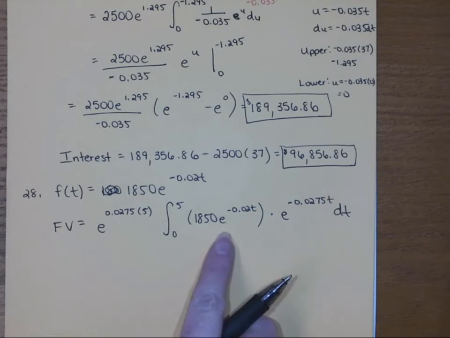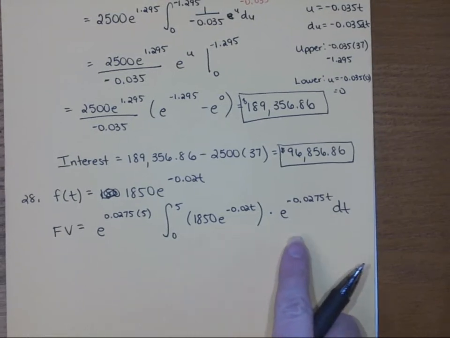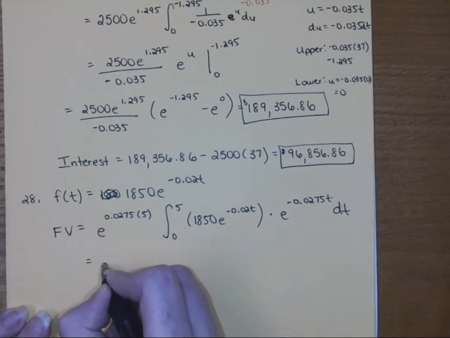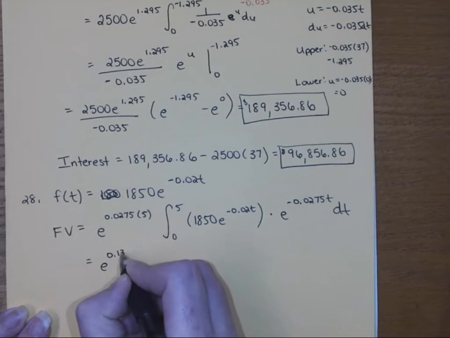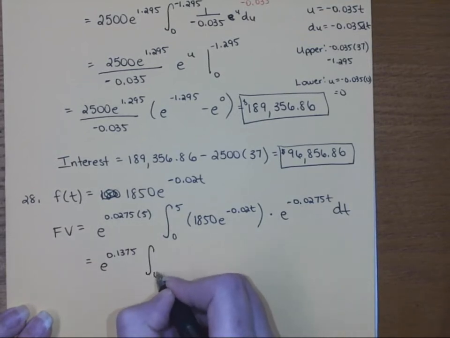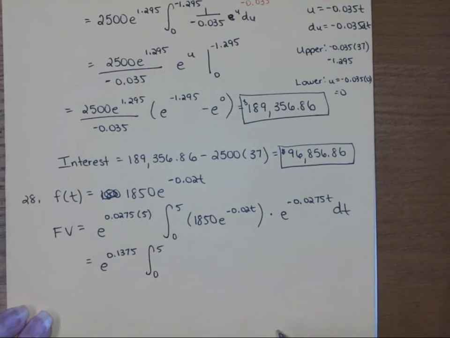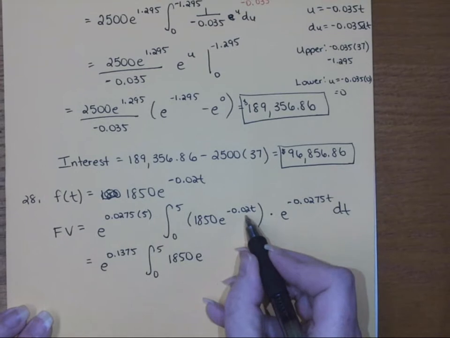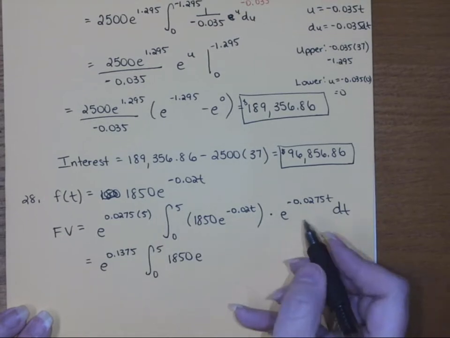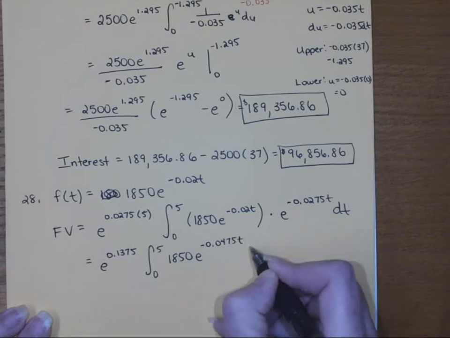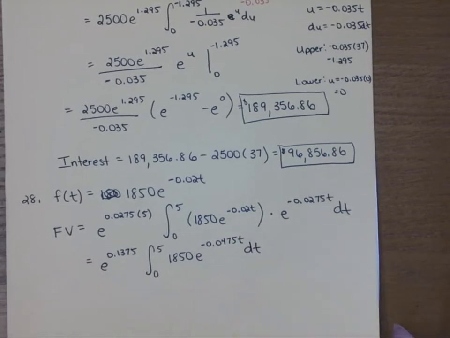So yes, I know that's weird, but we can actually combine these e terms. Okay, we can combine them by just adding the exponents. We're allowed to do that. So this is going to be e to the 0.1375 power. That's what you get when you do these two times each other. And then the integral from 0 to 5. We are still going to have the 1850, but then these can be combined just by adding those up. Okay, and if you add those up, you get negative 0.0475 t. Don't forget your dt.